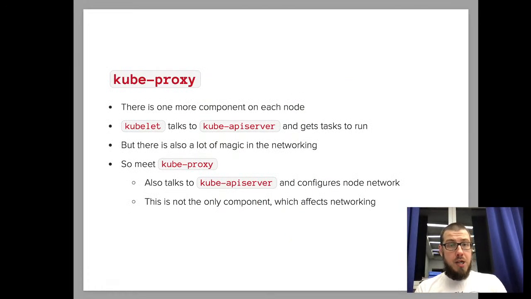And so kubelet talks to kube api server, gets tasks to run, but there is a lot of magic in the networking, and I hope we will talk about it in detail in a week or so. Kube proxy also talks to kube api server and configures node network according to the guidance from there. It's fine to understand that kube proxy is not the only component which affects networking. There are a lot of different components affecting networking, but kube proxy is definitely one of the important ones.